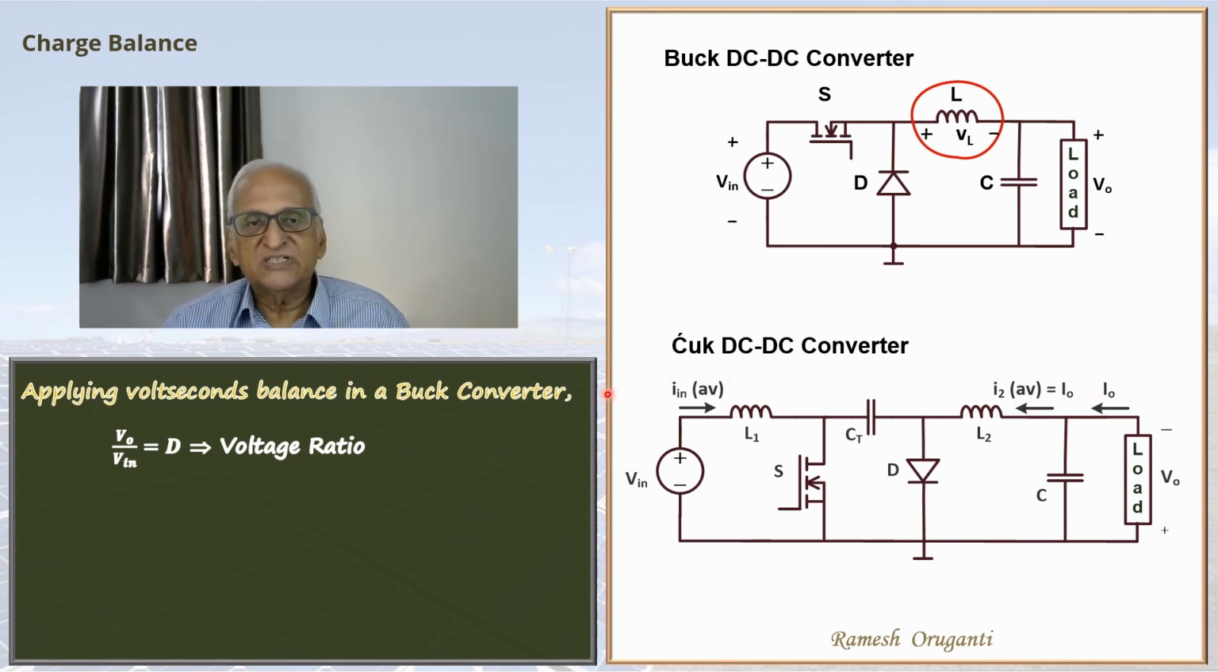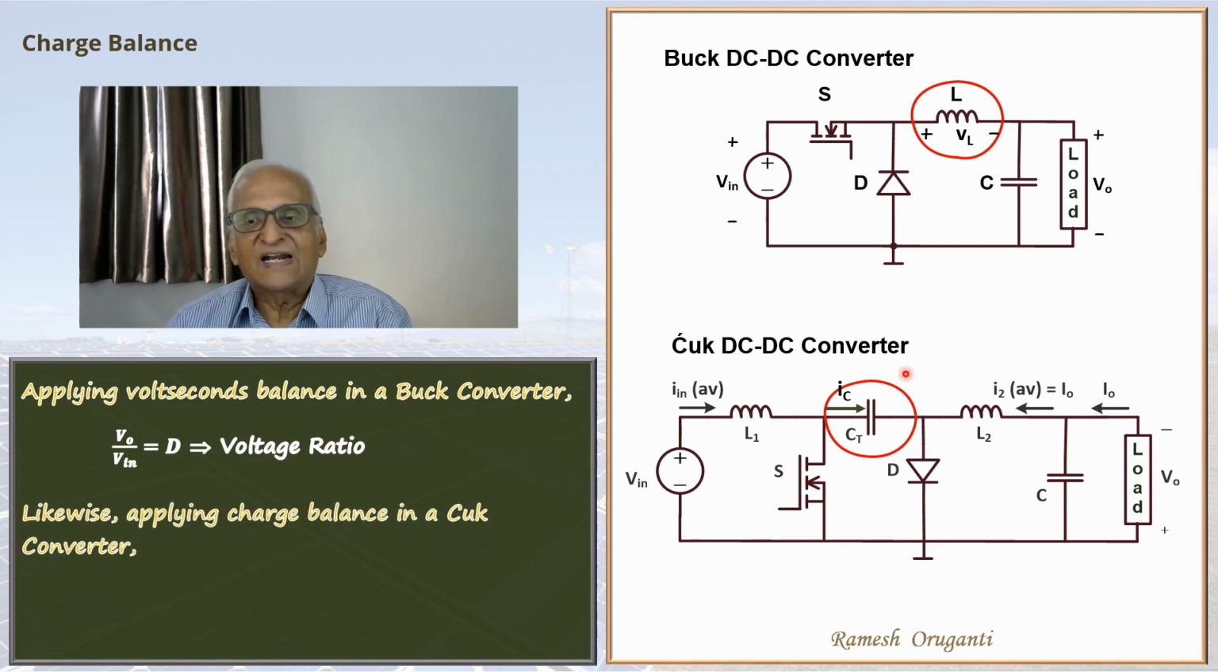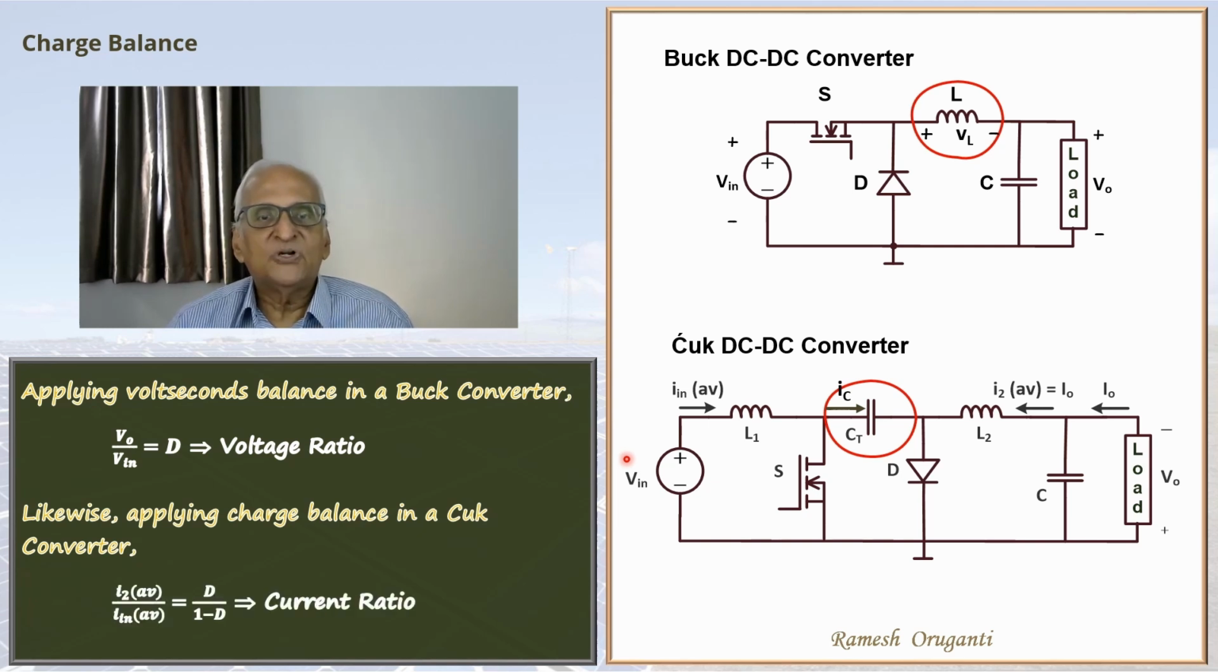Now we notice that in this converter, there is a capacitor CT here in the middle. That is an energy transfer capacitor to transfer the energy from the input side to the load side. If we take the current waveform of that capacitor and apply charge balance, then we will get an equation for the ratio of the currents I2 average, that is I0, and I in average. We get the output DC current divided by the input DC current is D by 1 minus D, that is the current ratio. So you can use this charge balance idea to determine current ratios in inductors typically in certain converters.